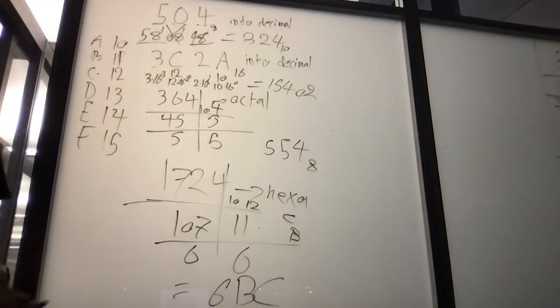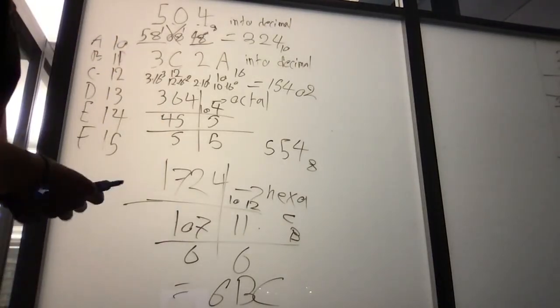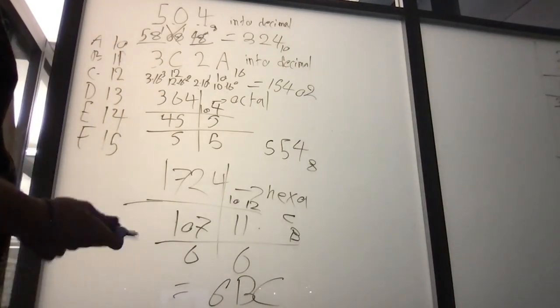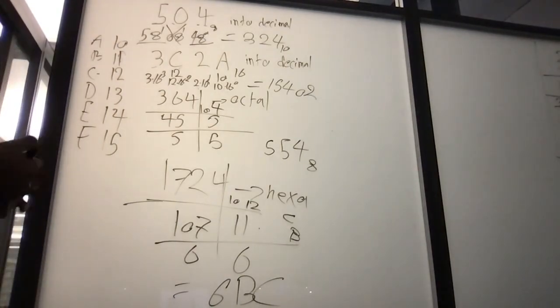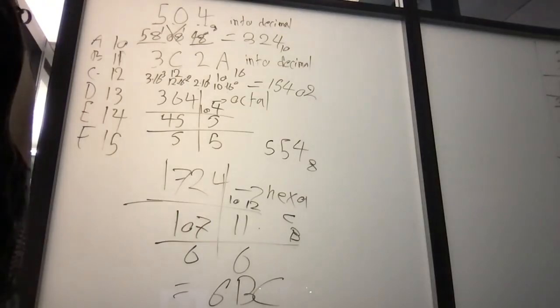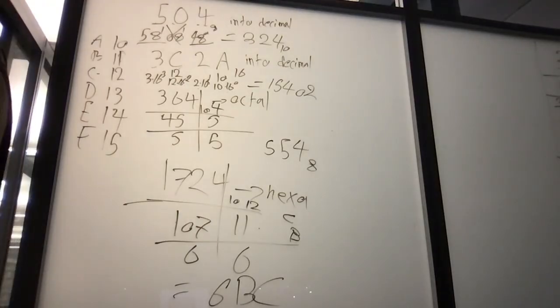And that's how you convert from decimal to octal, from decimal to hexadecimal, and then octal to decimal, and then hexadecimal to decimal.